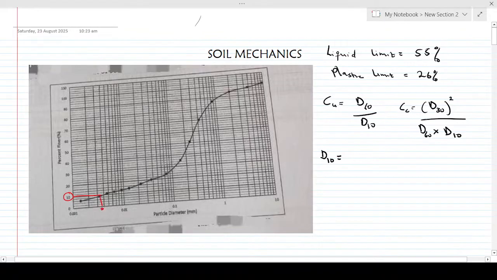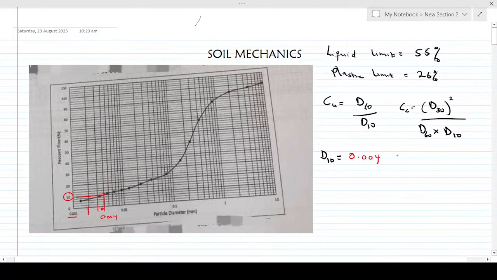So this is a logarithm graph, right? So this is 0.01, this is 0.02, and this is 0.001, 0.002, 0.003. So I'll be having my 10. Because it's a spin, I think it touches it somewhere here, right? Yeah. So I have 0.004 on my screen. I have D10 to be 0.004.